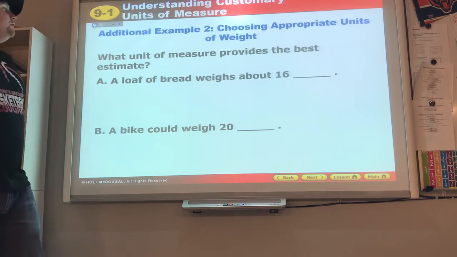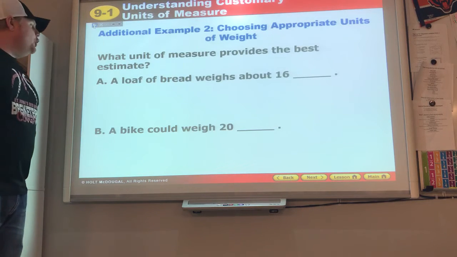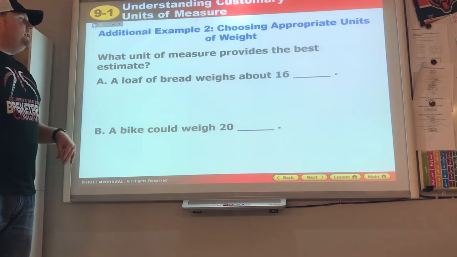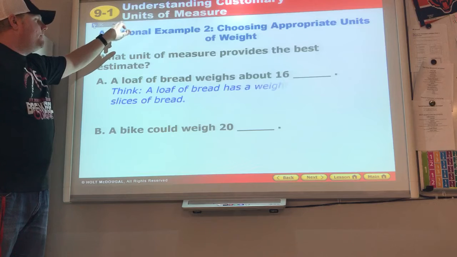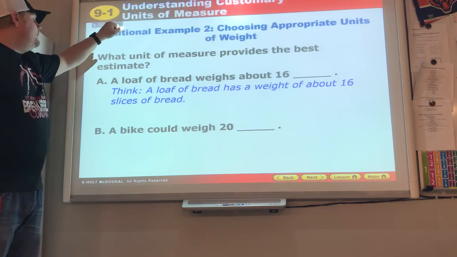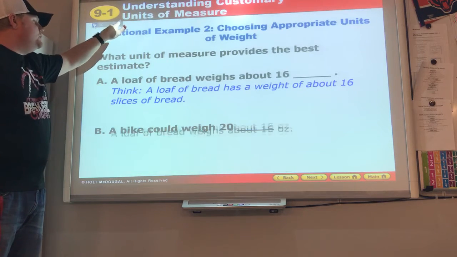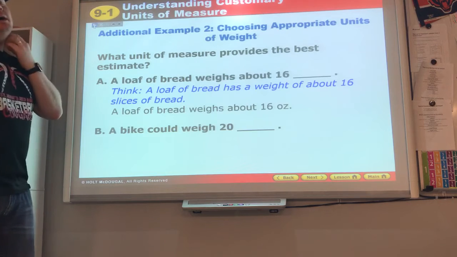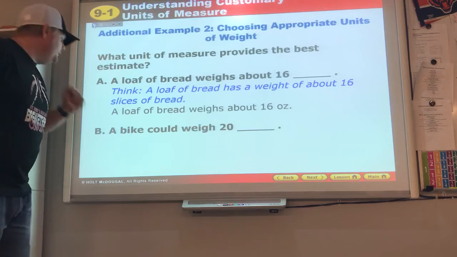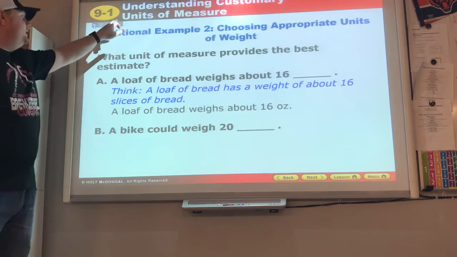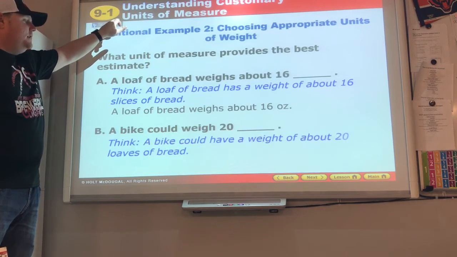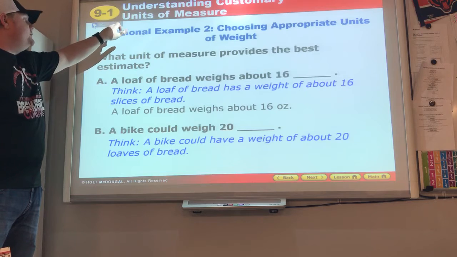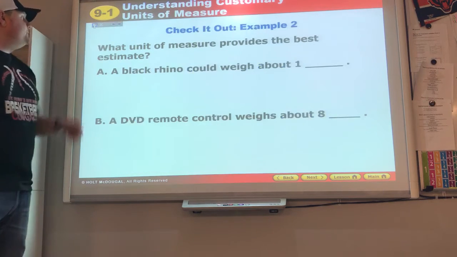So, what unit of measure provides the best estimate? A loaf of bread weighs about 16. It has about 16 pieces in it, so it would be 16 ounces. All right, 16 ounces is the same as 1 pound. A bag could weigh, well, is it 20 loaves of bread, or 20 ounces, or 20 tons? I would think it would be about the weight of 20 loaves of bread, so it's 20 pounds.